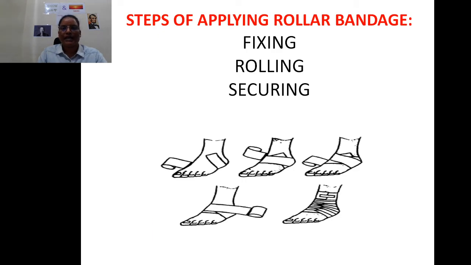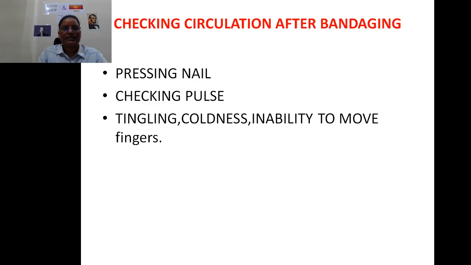Steps of applying roller bandage. First of all fixing the bandage, then rolling, then securing. At the end we secure with the help of micropore tape, or with the help of pins also. Then checking circulation after bandaging. How do we check the circulation? By pressing the nail, then checking pulse, tingling, coldness, inability to move fingers.